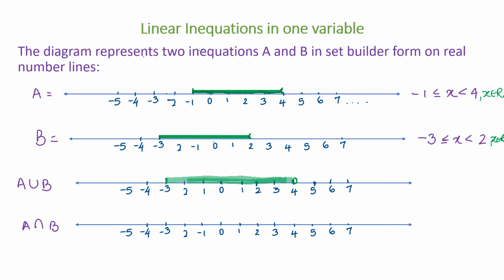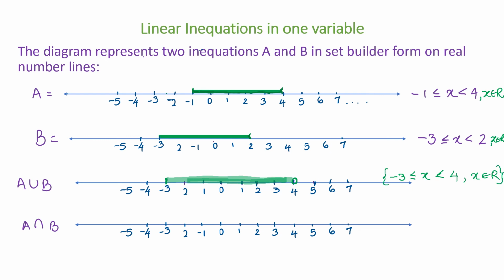So if I want to write it in the set form, A union B is going to be -3 is less than or equal to x is less than 4, less than, not less than or equal to, and x belongs to R. This is going to be your A union B.